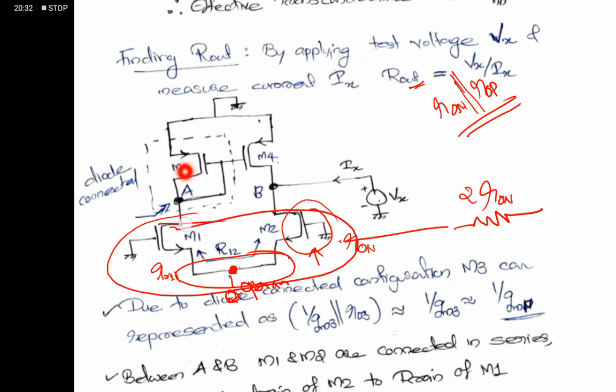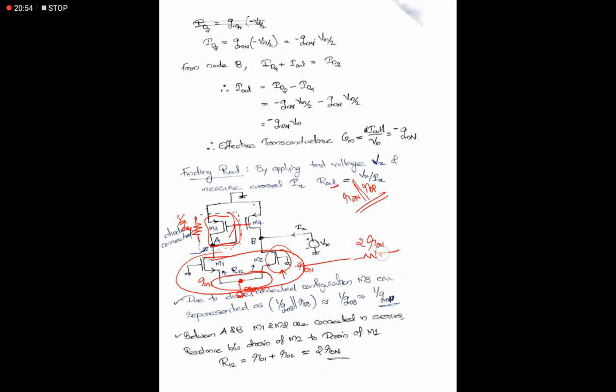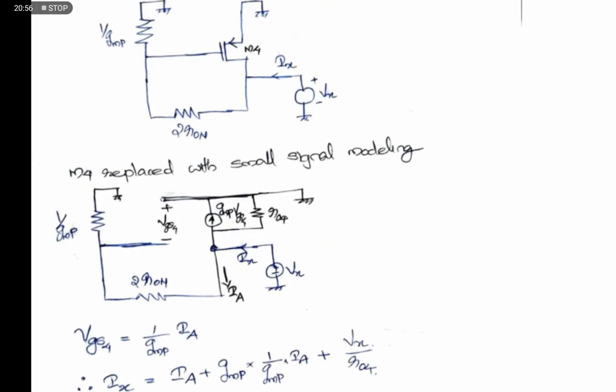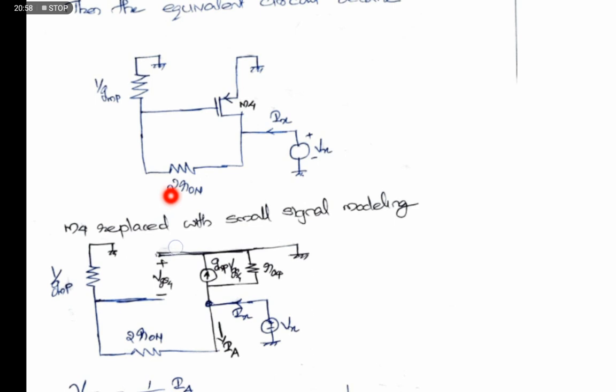And again, next we will replace this M3. M3 is a diode connected configuration. That diode connected configuration is connected from here to this one. So if we replace this diode connected configuration, it will be replaced with a resistor whose value is 1 by GM3, we know. Then the modified circuit diagram looks like this one. The lower part is replaced with the 2 RON and the upper part is with the diode connected configuration with 1 by GMP because it is a PMOS.